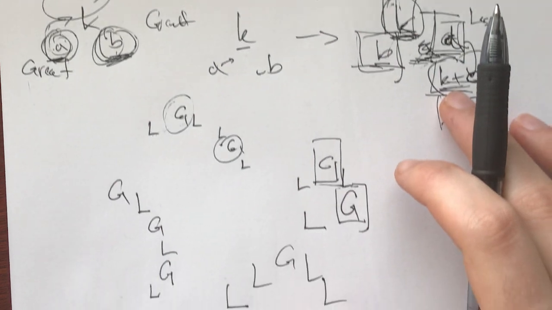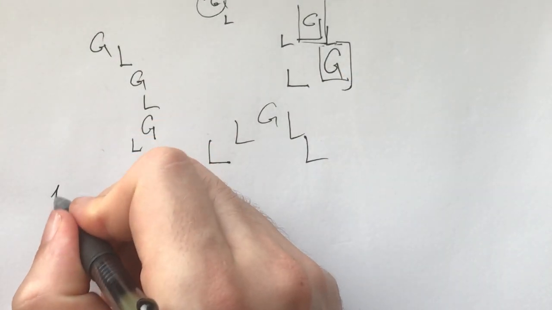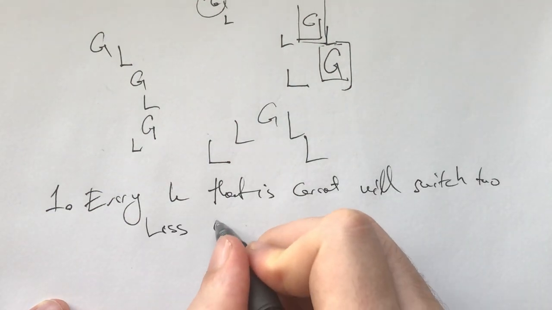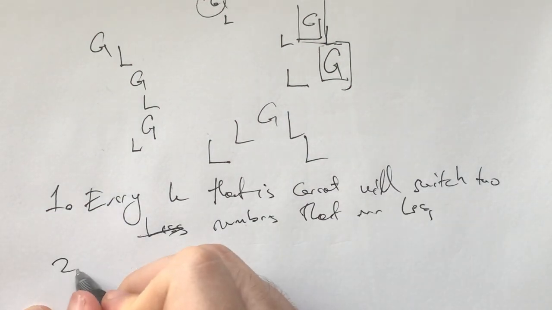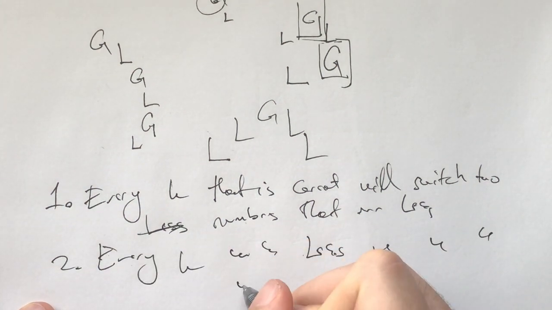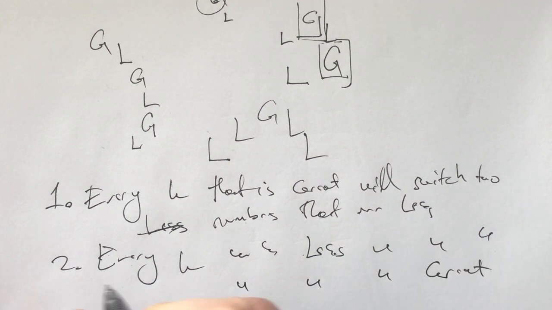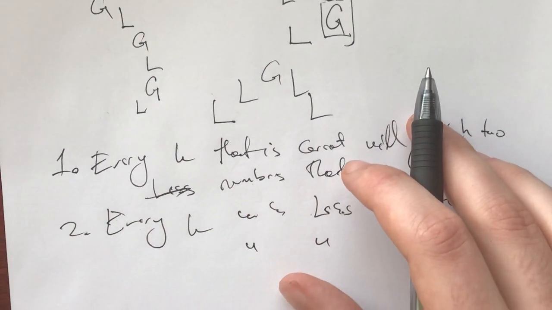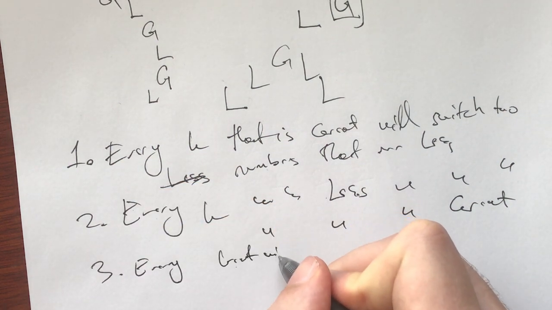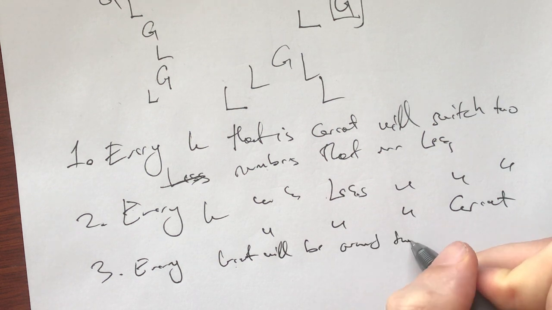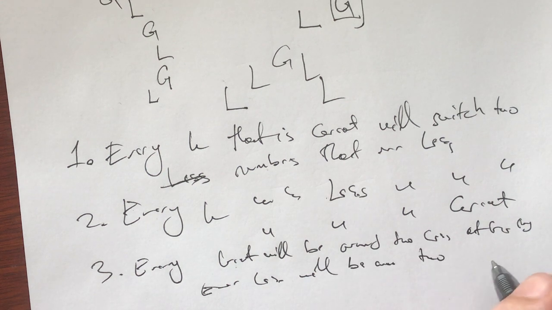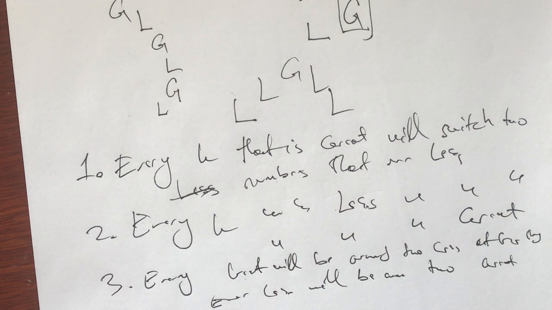So the way I would check this is saying, okay, what am I claiming? I'm claiming number 1. Every k that is great will switch to less numbers, or to numbers that are less. And every k that is less will switch to numbers that are great. I'm claiming these two things are true. And then I'm claiming as a result of this, every great will be around 2 less at the end, and every less will be around 2 greats. And this will lead to a contradiction.